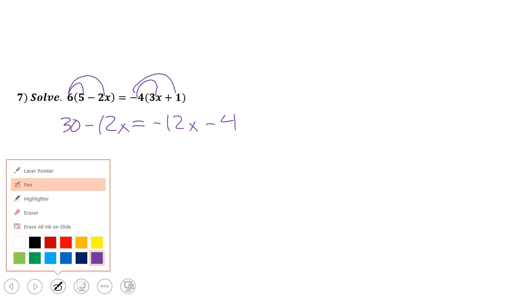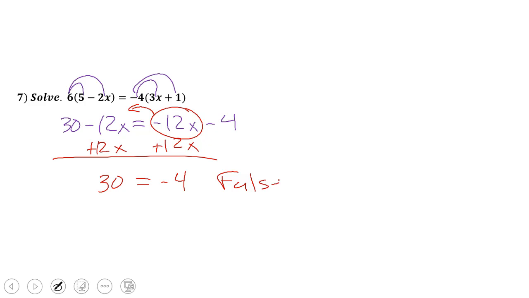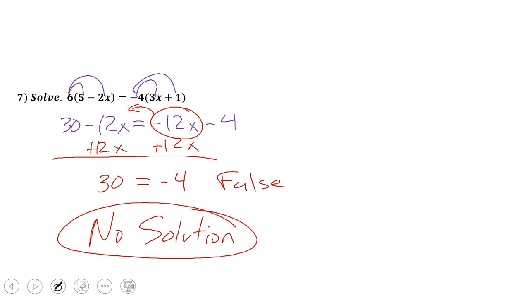And when I go to simplify this time, I recognize that by moving this variable to the other side using inverse operations, by adding 12x to a negative 12x, I get 0, leaving me with 30 equals negative 4. No, it's not. That's false. No solution. Ladies and gentlemen, pause the video, write it all down, and join me for example 8.